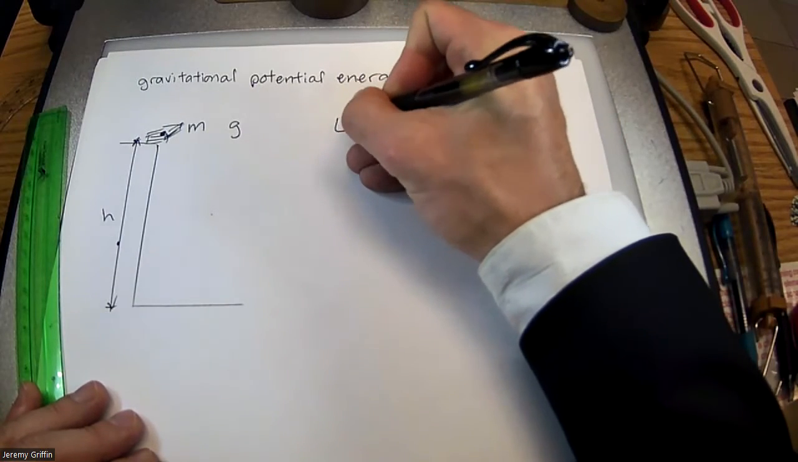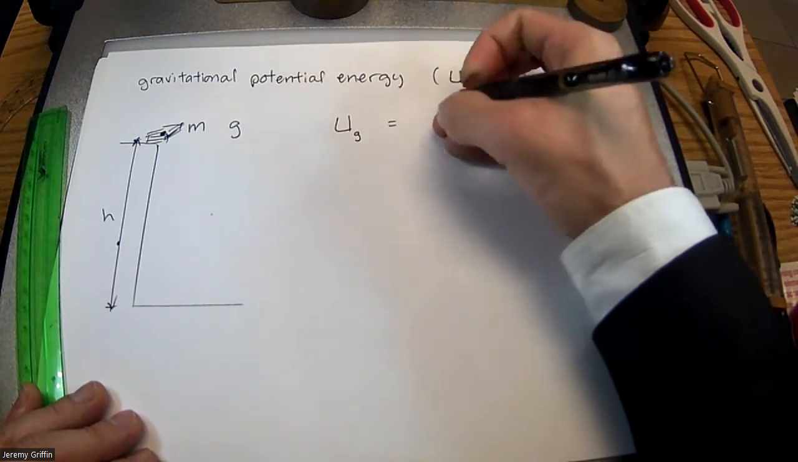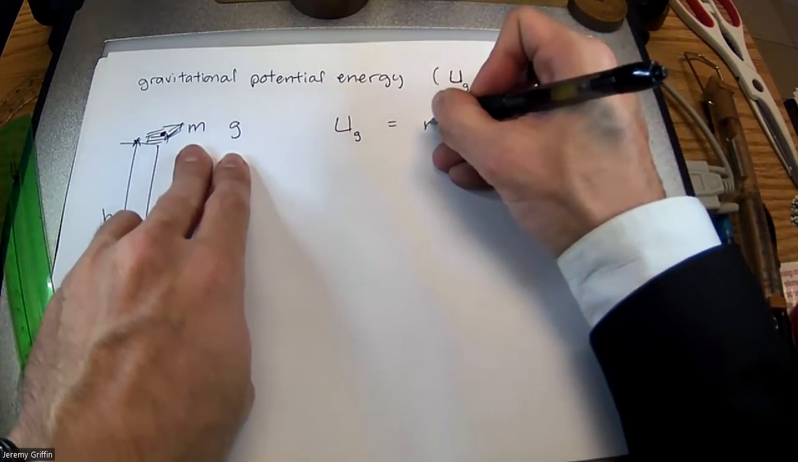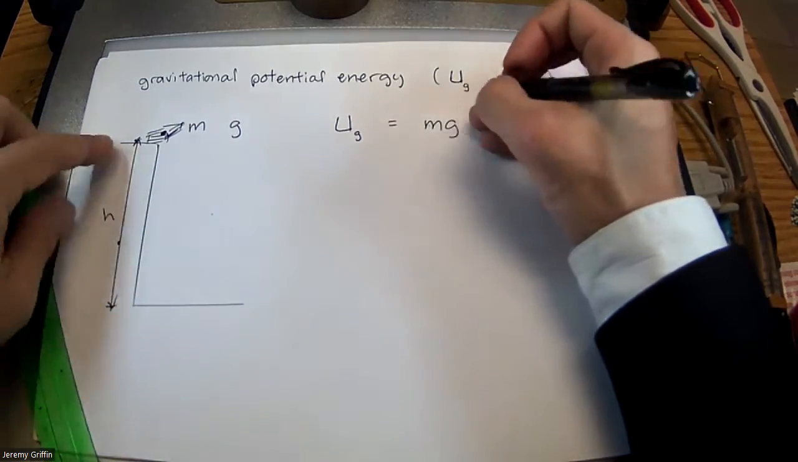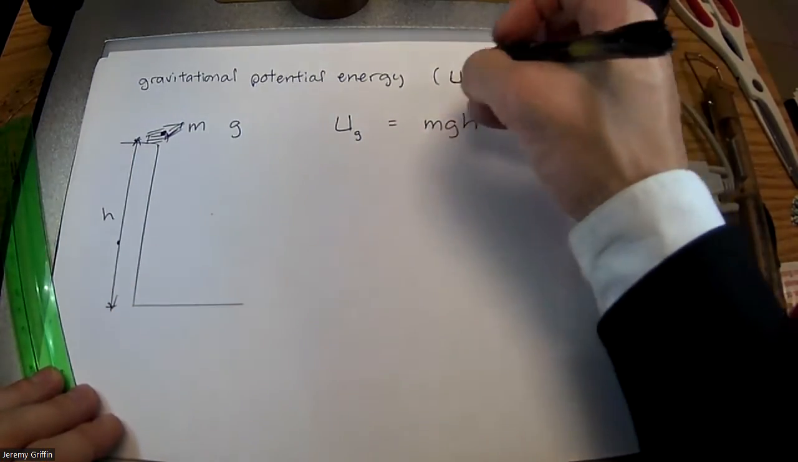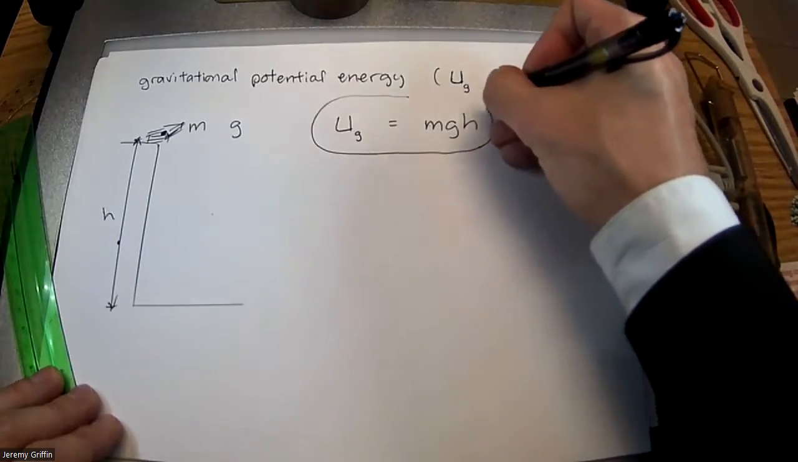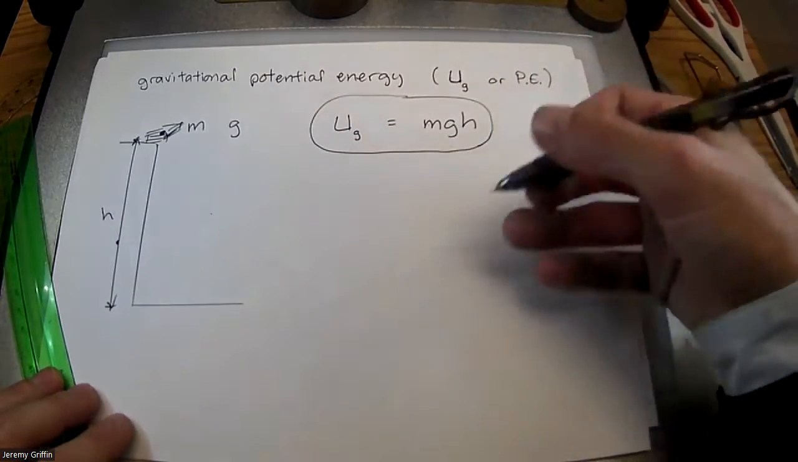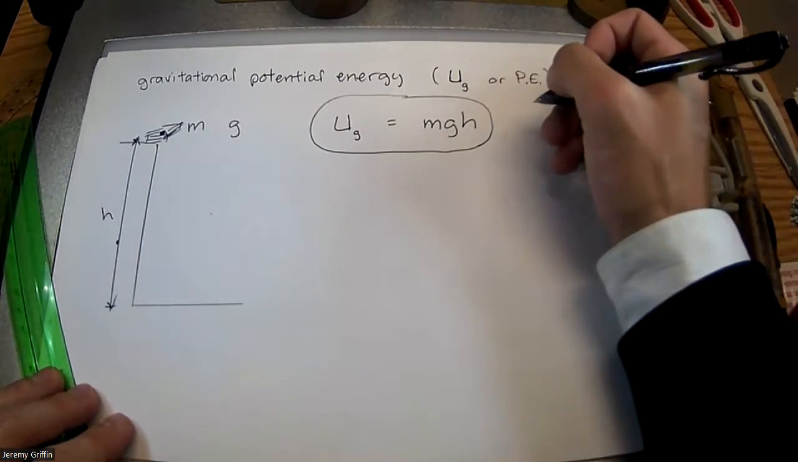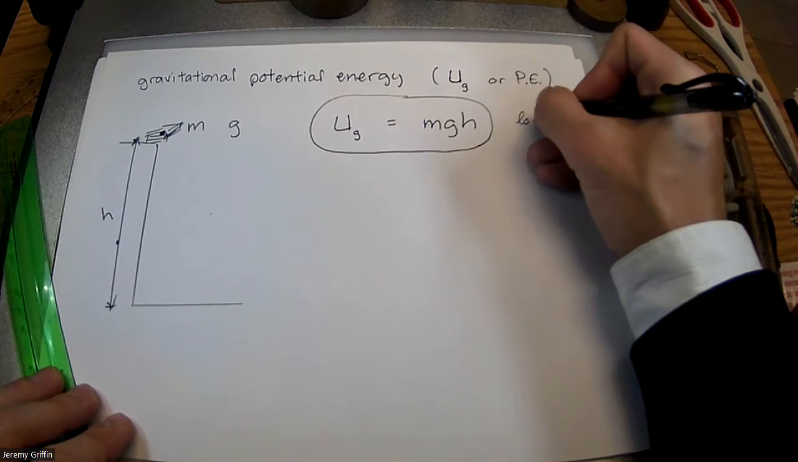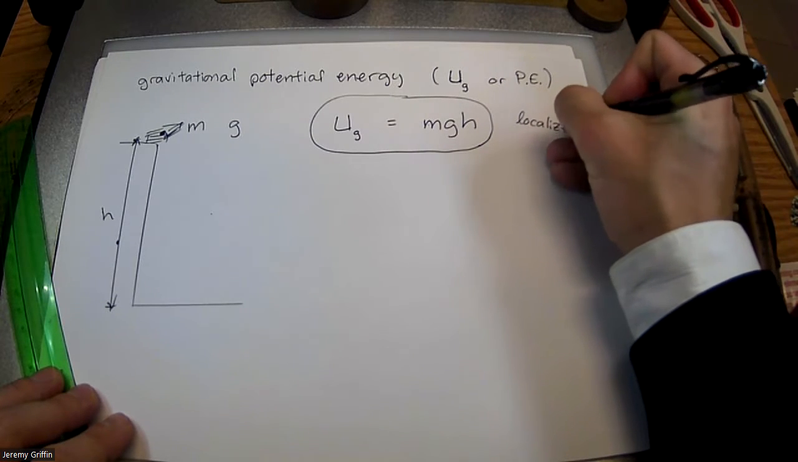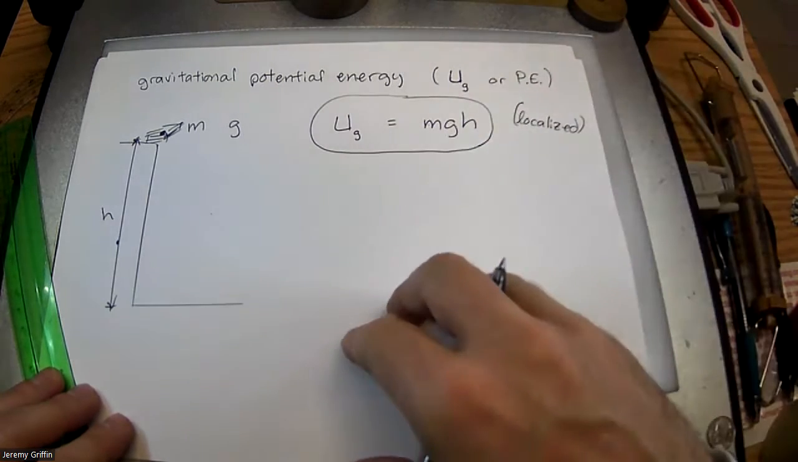So I'll do U sub G, potential energy. Well, it'd be its weight, which is mg, times the height above the floor, which is h. And now you have a new expression. There's the energy stored in height. I'm going to say this is localized. Right, for here, I'll tell you guys what that means too.